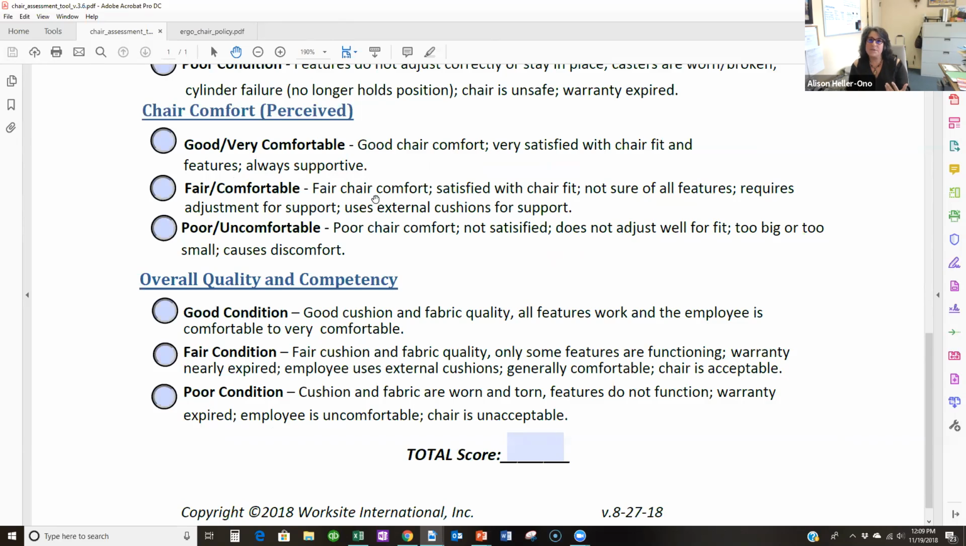Especially in the essence of time. So the longer they sit in it, does that comfort remain, or does it become more uncomfortable? So also looking at how the chair fits. People might say, oh, it's comfortable to me, but you see that it's not fit well, that it's too big or too small. So even though they might perceive it as comfortable, keep in mind that they're not well trained in how to necessarily assess the quality of the chair, and you're there to help them with that.